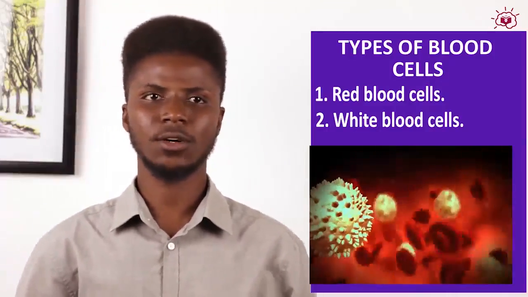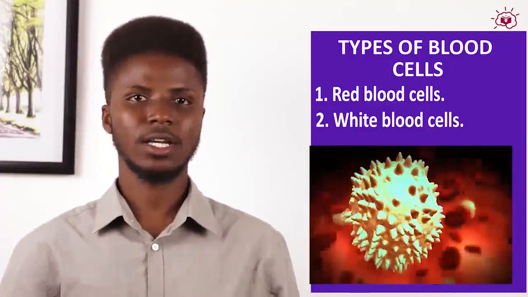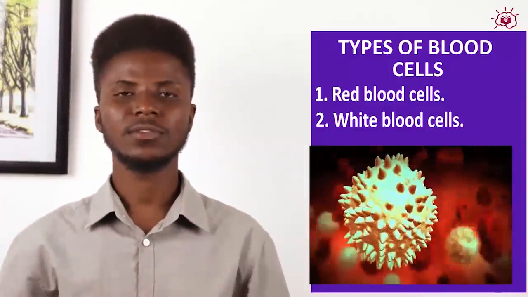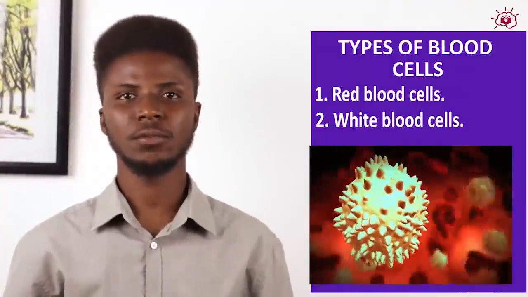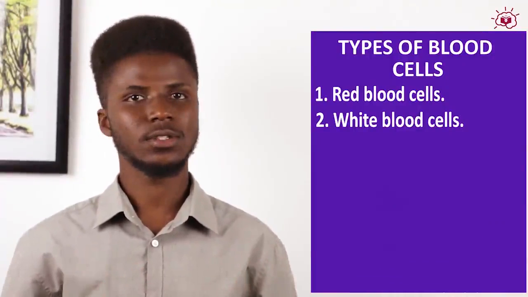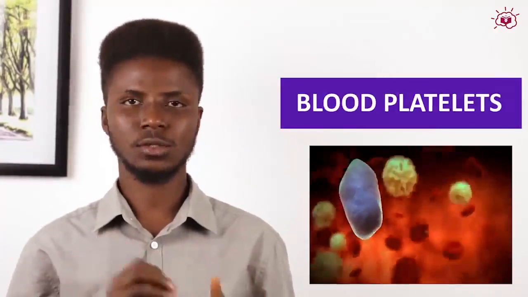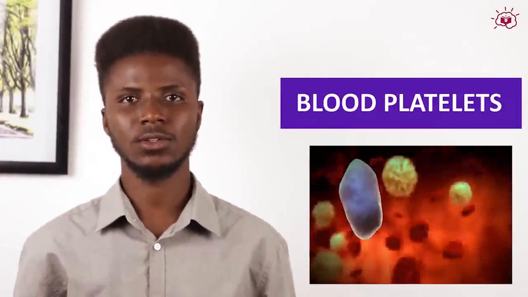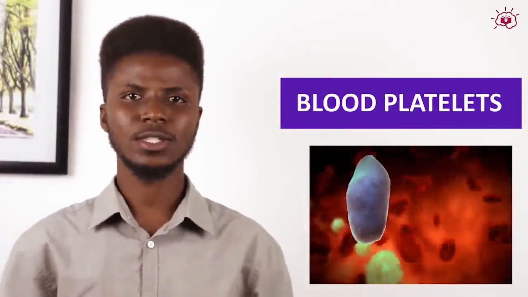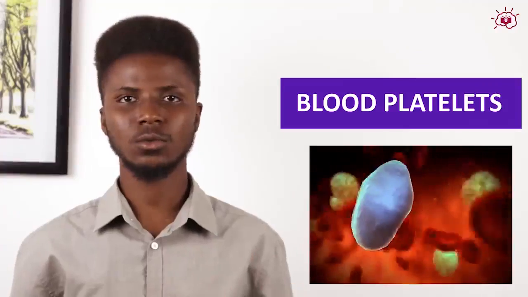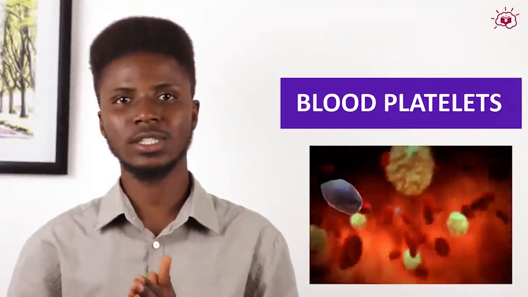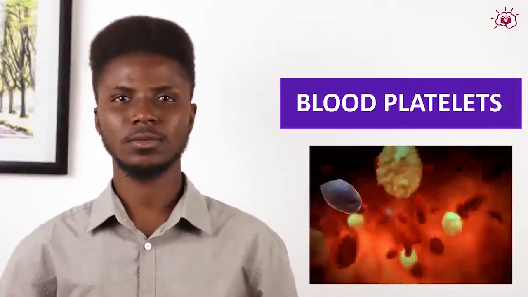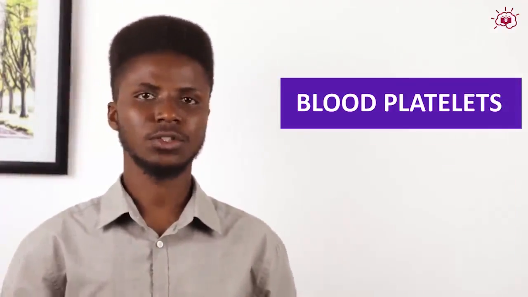Now let's move to white blood cells. White blood cells are fewer, but they perform an important function, which is defense of the body against germs and diseases. We have another type of blood component known as the blood platelets. These are much smaller than either the red blood cells or white blood cells. What they do is help in clotting wounds. They help in closing up injuries to prevent loss of blood. That's a very important function that the blood needs to have to prevent wastage.